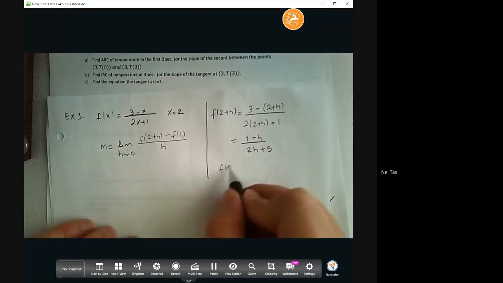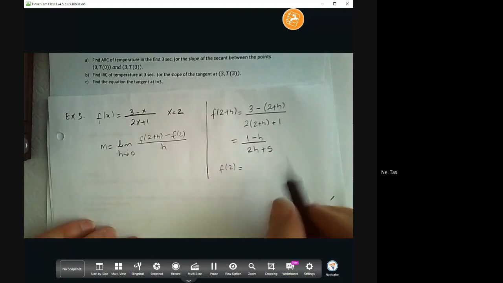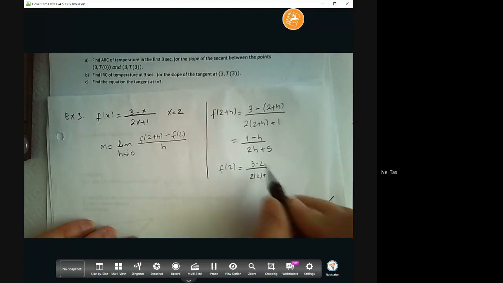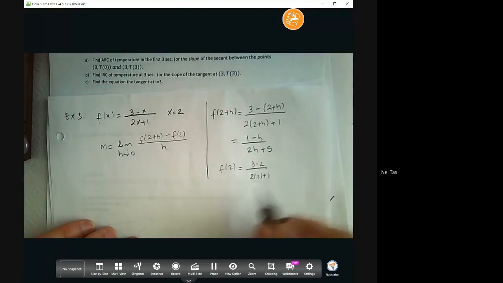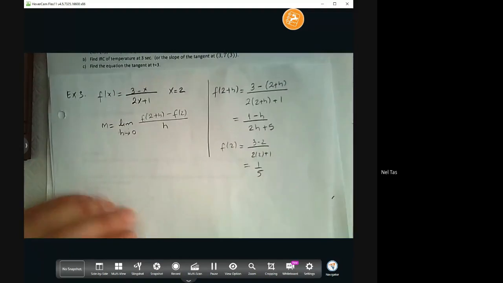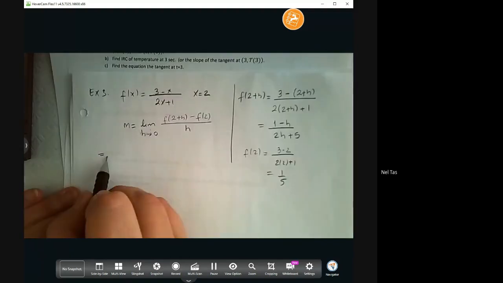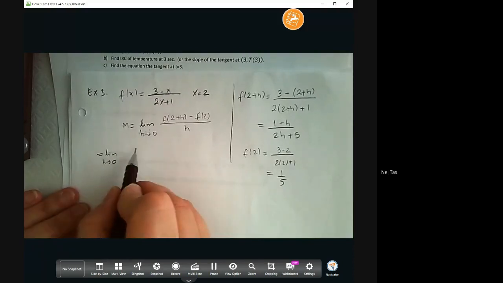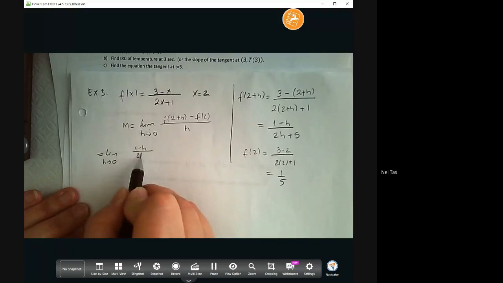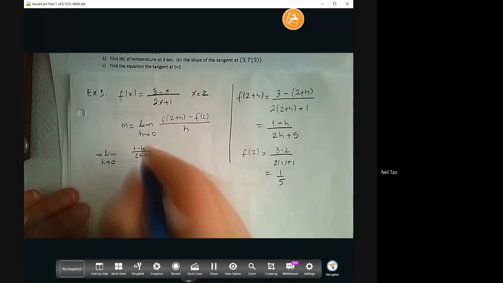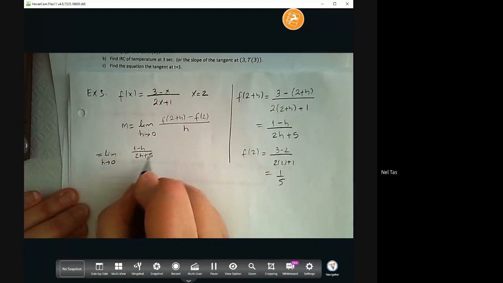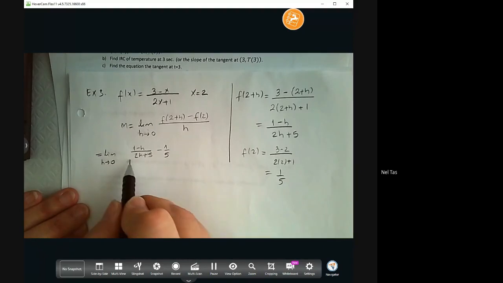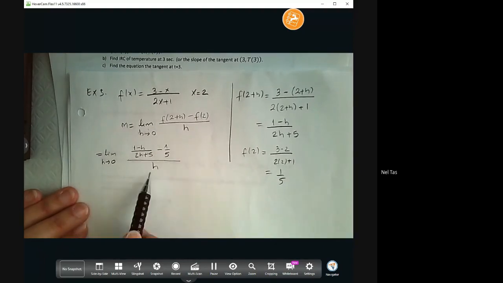So let's look at f of 2. Substitute 2 now. 3 minus 2 over 2 times 2 plus 1, which is 1 over 5. Okay, so limit as h approaches 0, we have 1 minus h over 2h plus 5, minus 1 over 5, divided by h.